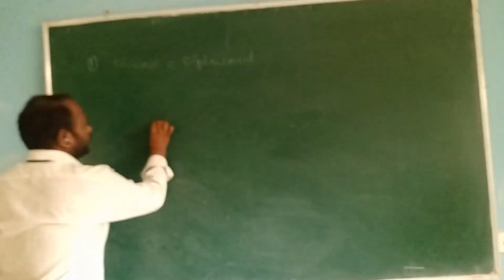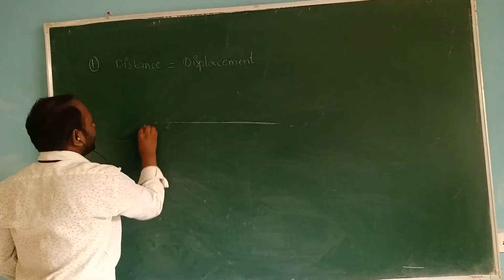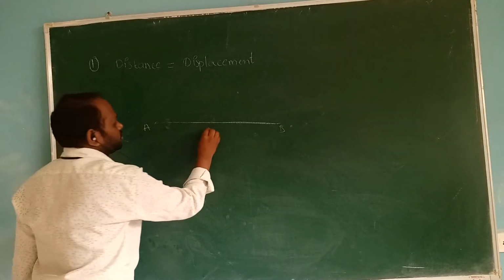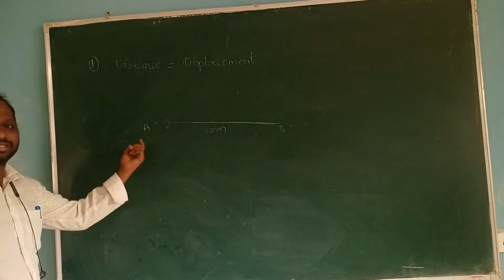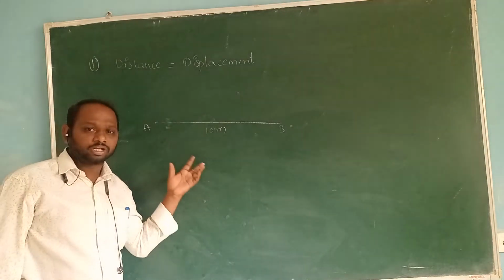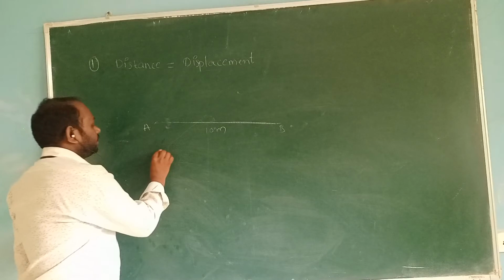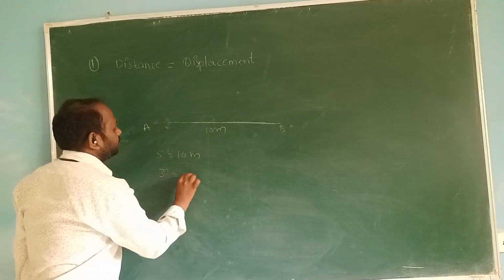See, when a body is moving in a straight line, for example, this is the point A, this point is B. The distance from A to B is equal to 10 meters. Now, for distance and displacement, both are equal. Distance is equal to 10 meters, and displacement is also 10 meters.